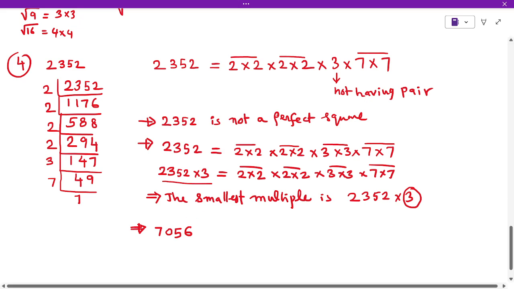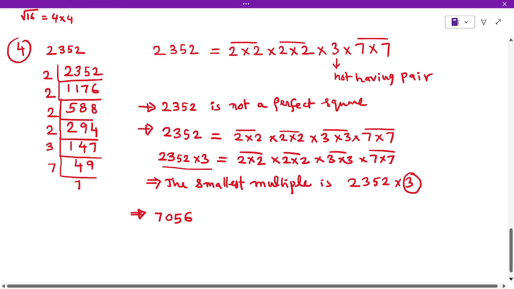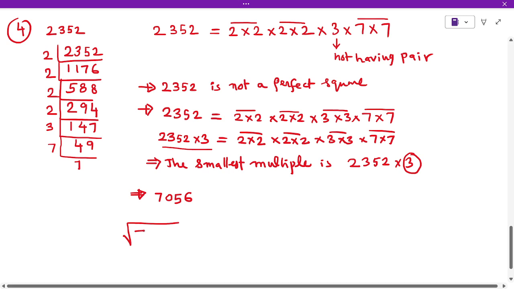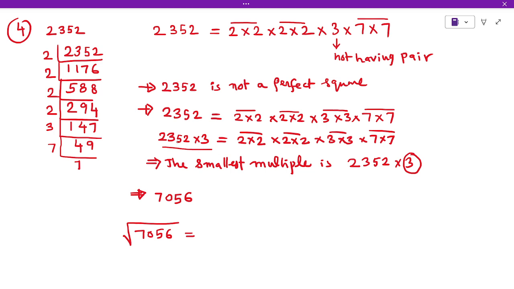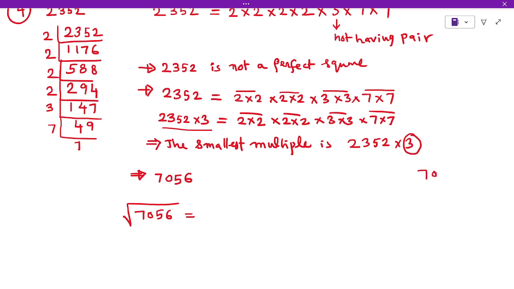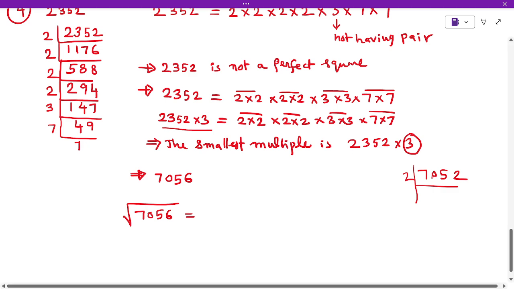So now what is the next task? The task is to find the square root of this number. So let me write down here the square root of 7056. See, you don't need to start again from the beginning, because you have already done that work here.